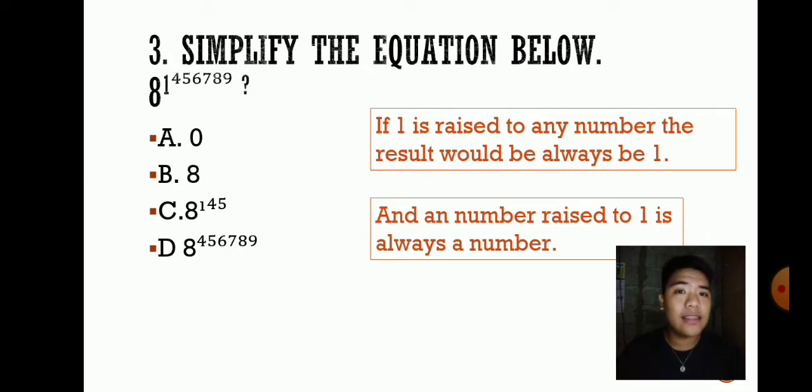So when we look at the given, 8 raised to the power of 1 and 1 is raised to the 4, 5, 6, 7, 8, and 9. Remember that 1 raised to the power of 4, 5, 6, 7, 8, and 9 is equal to 1. So our remaining equation is 8 raised to the power of 1. And what is 8 raised to the power of 1? It is the number itself, which is 8. And 8 is our final answer, which is letter B. Okay, that's very simple.